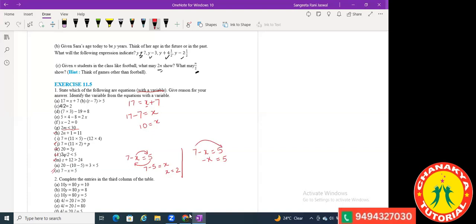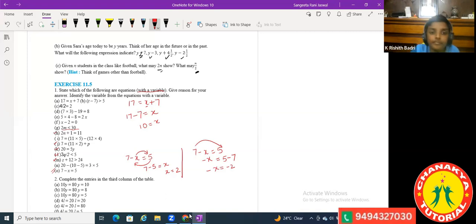Yes, ma'am. So when 7 goes across, it becomes minus. So 5 minus 7 becomes minus 2. And here also it becomes minus x. So what happens here? The minus and minus signs on both sides cancel out, and it becomes plus. Is it? Does it happen?